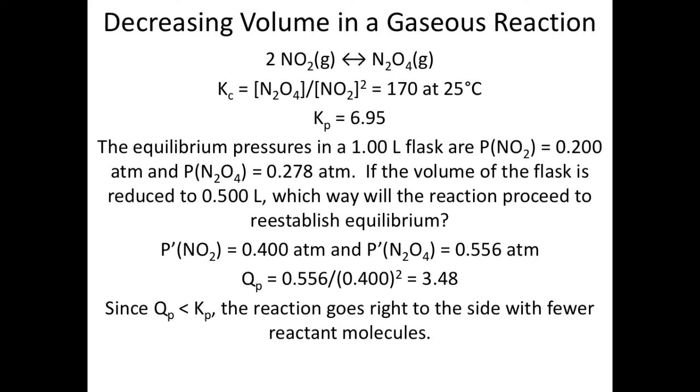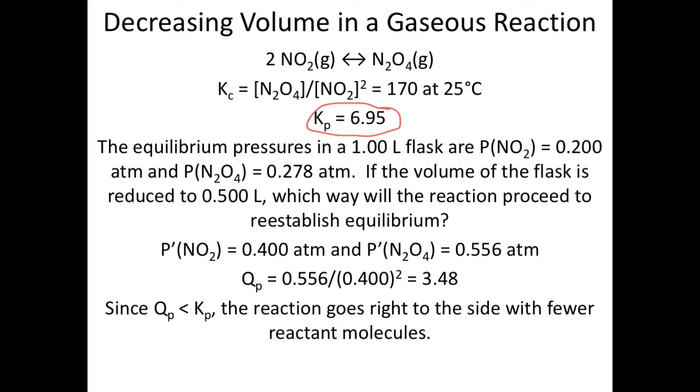Decreasing the volume in a gaseous reaction. Now we're going to look at this same gaseous reaction as in the previous slide. The Kp is 6.95. We're going to decrease the volume, so we're going to take the volume from a 1 liter flask to a 0.5 liter, and as a result, the partial pressures will double. Volume is half, pressures double.